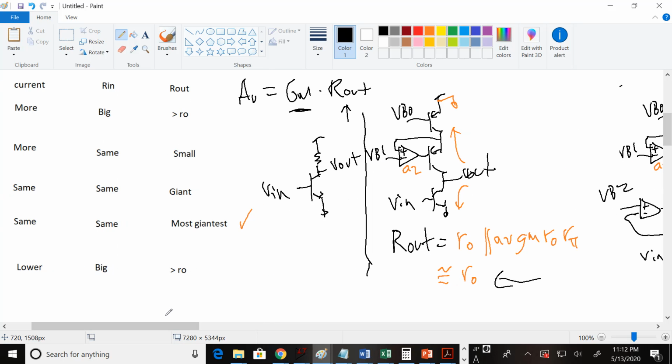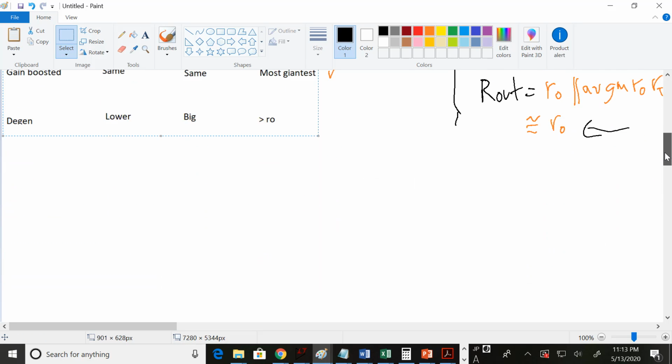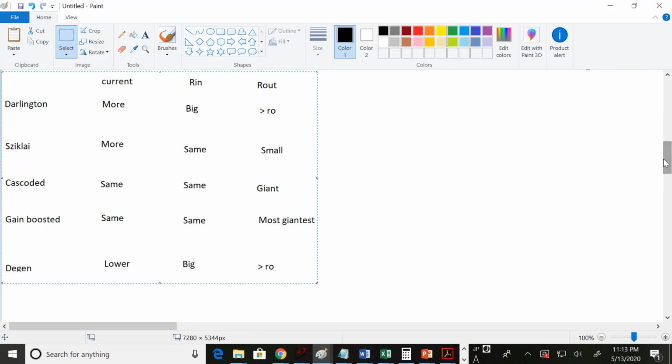And then the last question was about an output stage and what you might use there. And for an output stage, I think I wrote common collector, did I? Common collector. So here's your common collector.